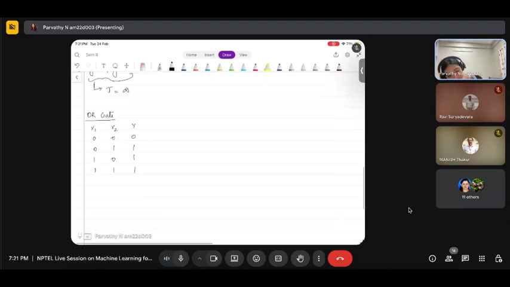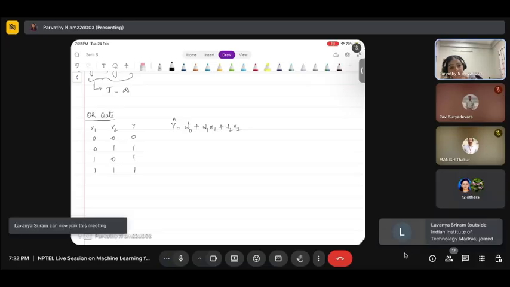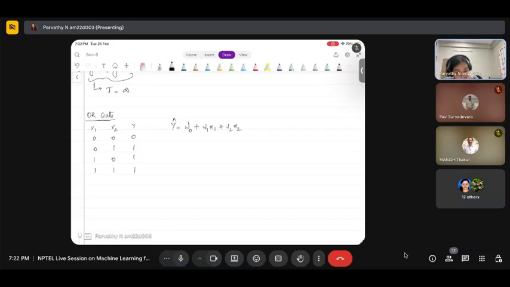In equation form, we can write W0 plus W1 x1 plus W2 x2. So this y hat is W0 plus W1 x1 plus W2 x2.